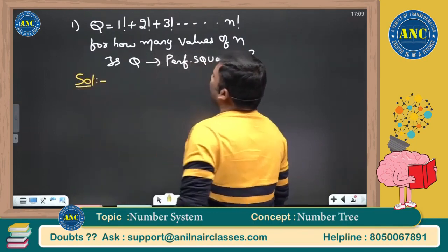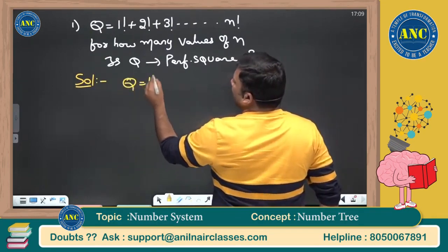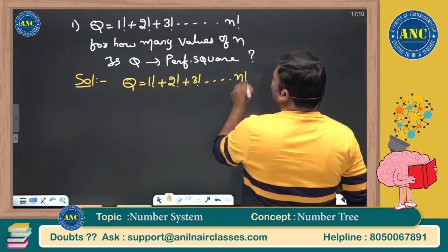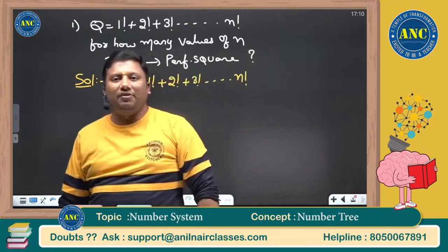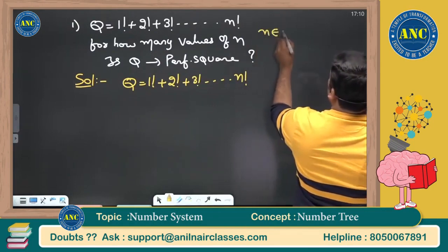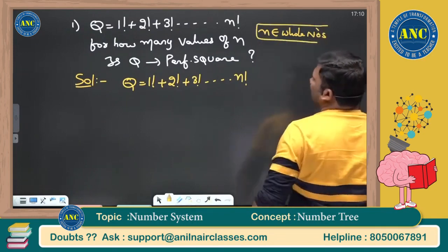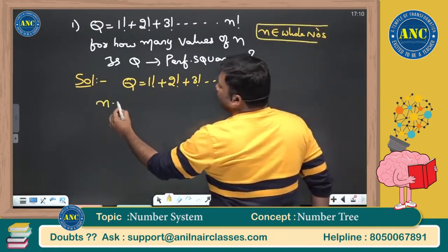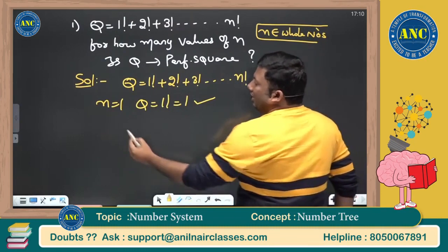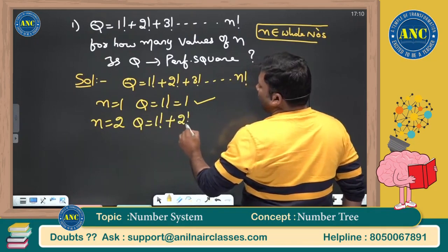Solution. Q equals 1 factorial plus 2 factorial plus 3 factorial and so on up to n factorial. How many values of n is Q a perfect square? Factorial is defined for whole numbers, so we should start with 1. If n equals 1, Q equals 1 factorial, which is 1. 1 is a perfect square. N equals 2: Q equals 1 factorial plus 2 factorial.